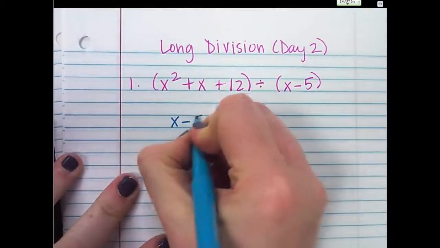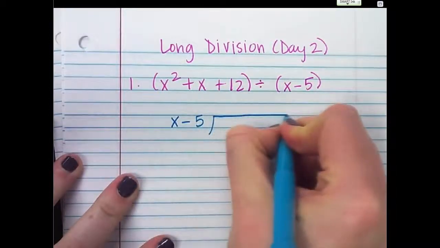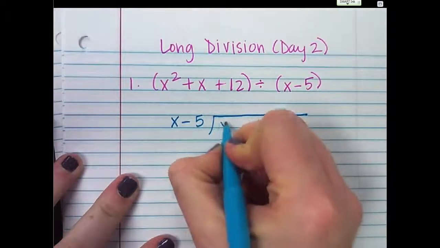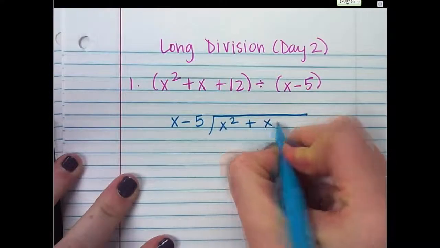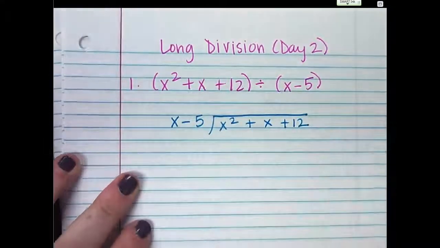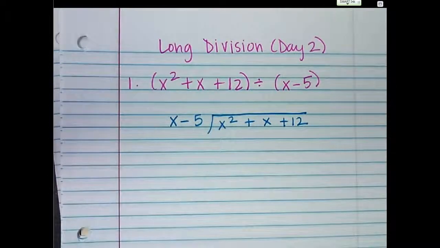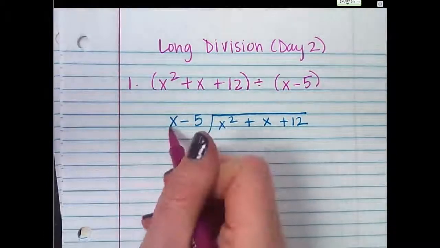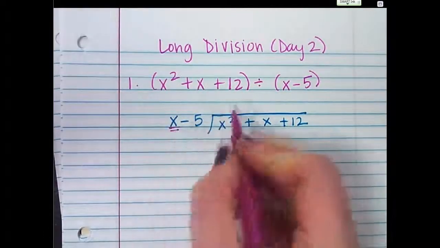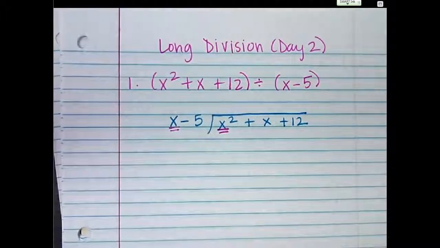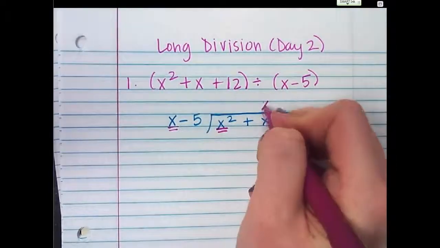Okay, so x minus 5 goes on the outside, and then x squared plus x plus 12 on the inside. Remember, we start here with just this first term. What times x gives me x squared? Good, x. And remember, line everything up.